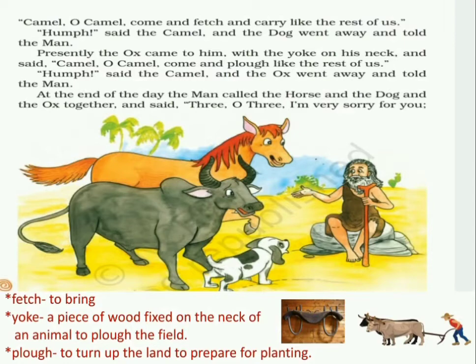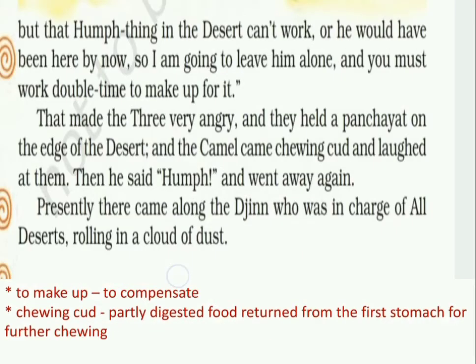So why is he sorry? Let us see in the next slide why the man is sorry. He says, "Three, oh three, I'm very sorry for you. But the hump thing in the desert can't work, or he would have been here by now. So I'm going to leave him alone, and you must work double time to make up for it."